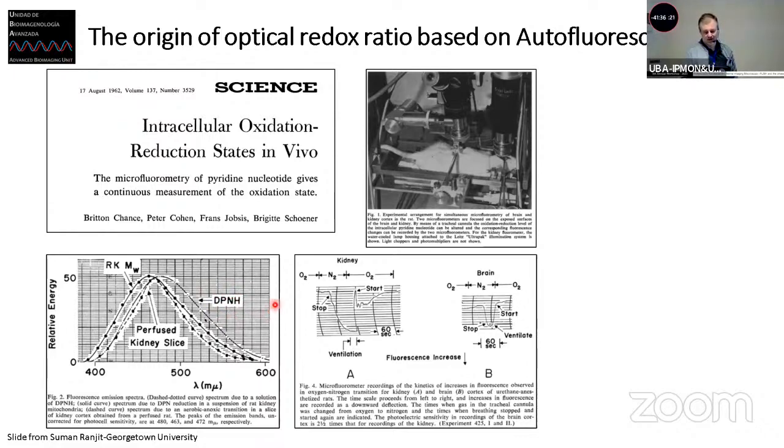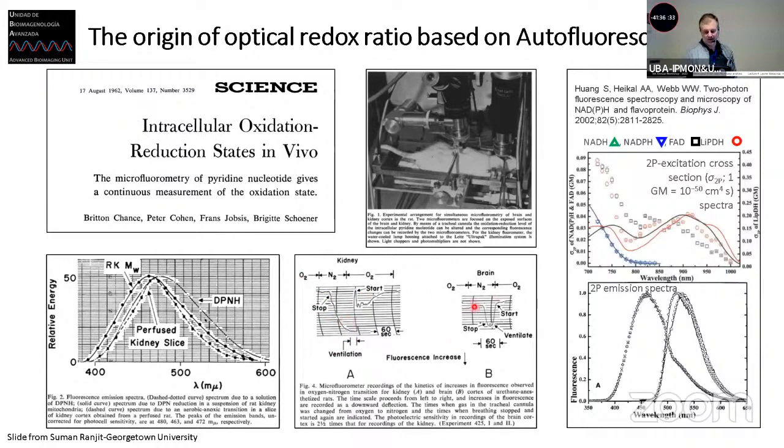And Britton Chance showed that if you change the amount of oxygen, you can see changes in the intensity of the autofluorescence, and this was correlated with the metabolism. Nowadays, we can use two-photon excitation. The big problem here was you had to use UV excitation, because NADH is excited at 360, 370. So this is very bad for in vivo imaging.